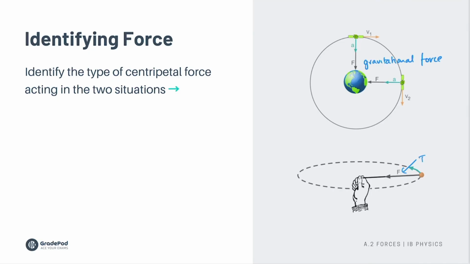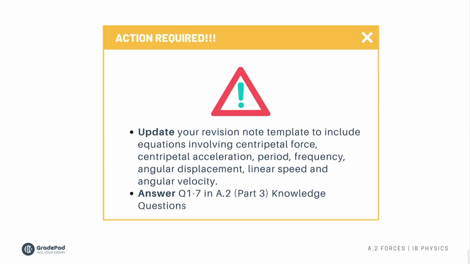Head to your revision notes, and in your revision note template, include equations involving centripetal force, acceleration, period, frequency, basically all the formulae we've just written down. Get them in your notes, and then do questions 1 to 7 in A2 Part 3 of the knowledge questions. Let's start applying all our knowledge into exam style questions. Let's move on. Let's go.